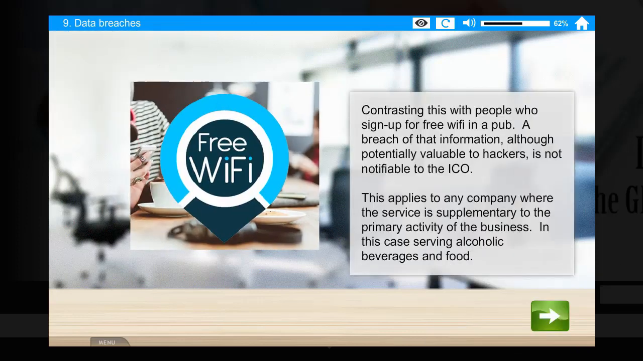Contrasting this with people who sign up for free Wi-Fi in a pub, a breach of that information, although potentially valuable to hackers, is not notifiable to the ICO. This applies to any company with services supplementary to the primary activity of the business, in this case, serving alcoholic beverages and food.